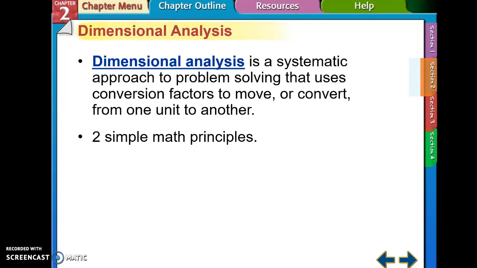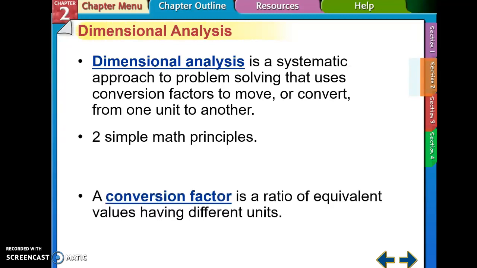So we are going to use the conversion factors that we learned about in the last video, the metric conversion factors. So you want to have that data, those conversion factors nearby. You should have those written down in your notes. You're going to be able to look at them all the time. You'll need to have them memorized by the time that you take the Chapter 2 test. So, two simple math problems, multiplying and dividing.